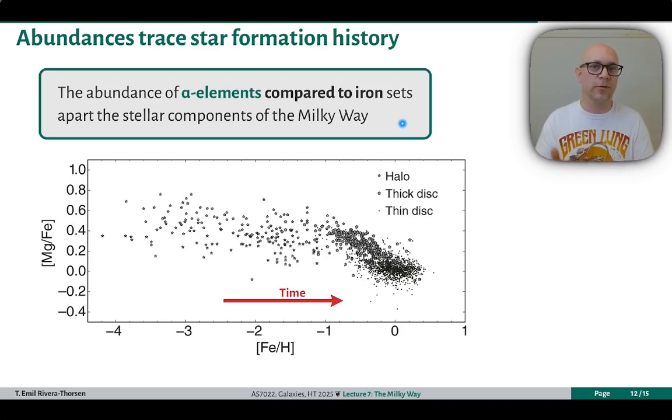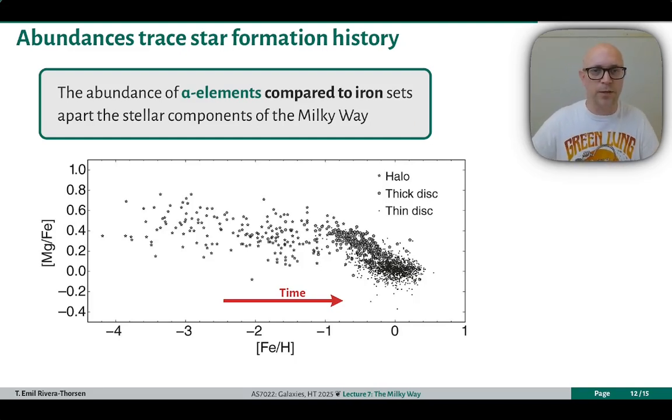quite sizable amounts of type 1a supernovae to really get to enrich the ISM. So the iron abundance rises much later in the life cycle of a stellar population than the alpha element abundance does. And that means that we can use the relative abundances of alpha elements to iron versus the iron to hydrogen abundance to study and tell apart various stellar populations.